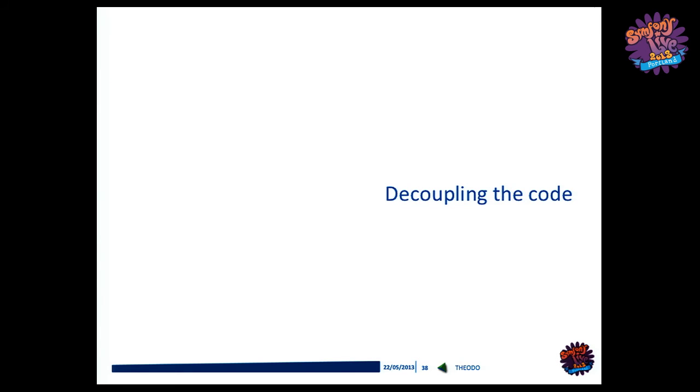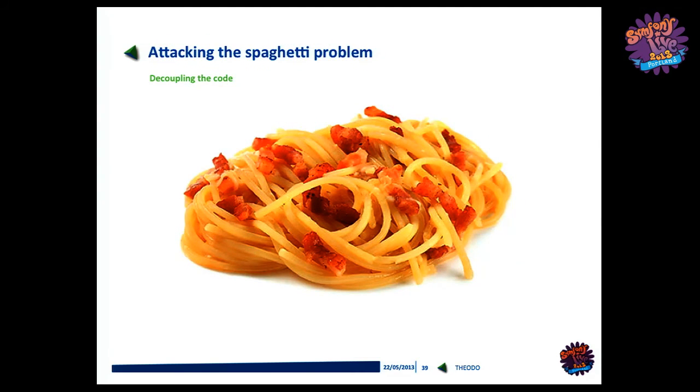So that's what I call attacking the spaghetti problem. The idea is, okay, we're trying to rewrite parts of the legacy app. It would be perfect if we could identify modules inside this legacy app that we could isolate and then rewrite. So basically, we're doing a total rewrite, but on small chunks.